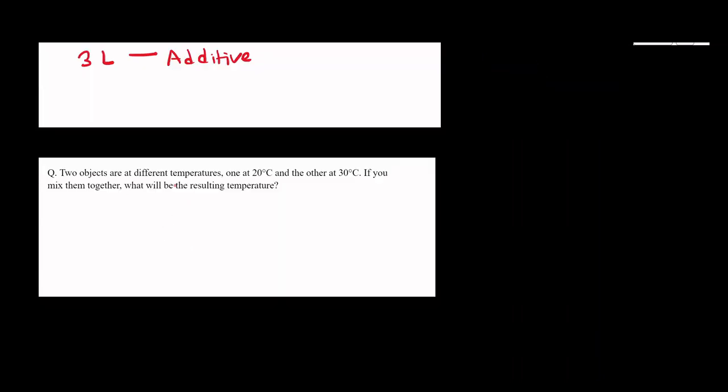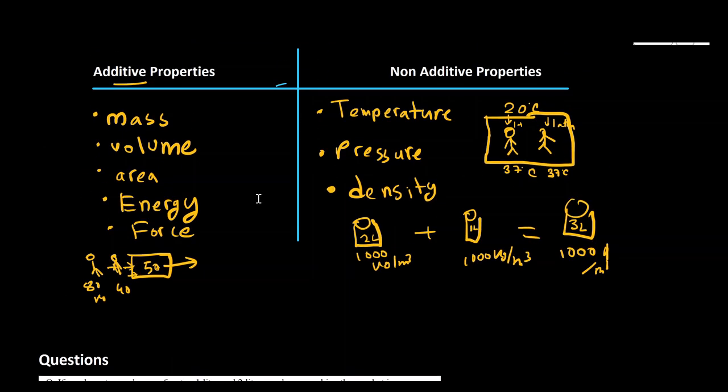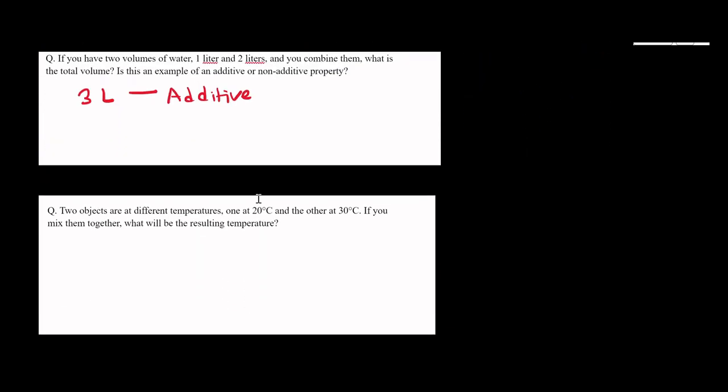2 objects at different temperatures, one at 20 degrees, the other at 30 degrees. If you mix them together, what will be the resulting temperature? Well, sometimes when you think about it, oh yeah, 20 degrees plus 30 degrees, if we add them together, maybe it is going to be 50. Well, as you have learned, temperature is a non-additive property. So what will be the resulting temperature? Well, the answer is I don't know.